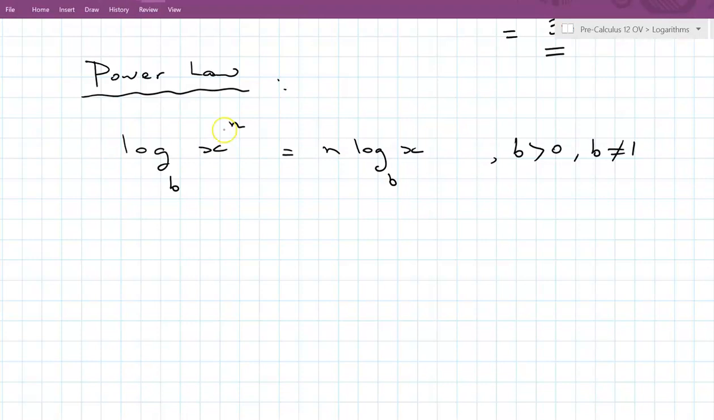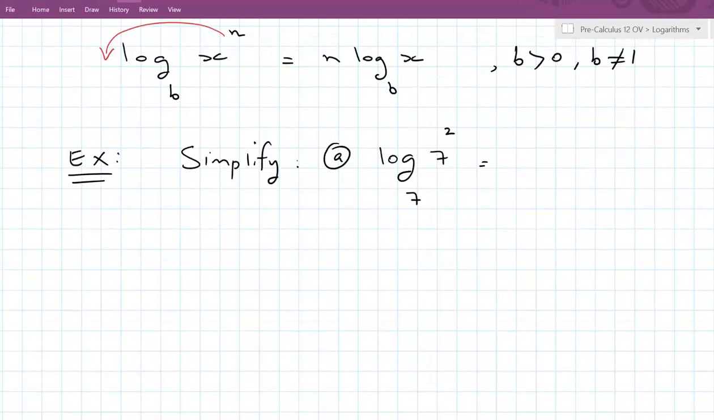That's what you will do. So here it is. Then you bring n to the front, and once you bring that into the front, it becomes n times log of x base b. Okay, and then of course the base cannot be 0, it has to be greater than 0, and cannot be 1.